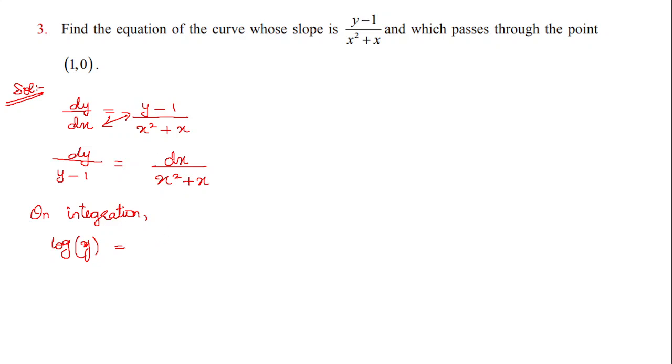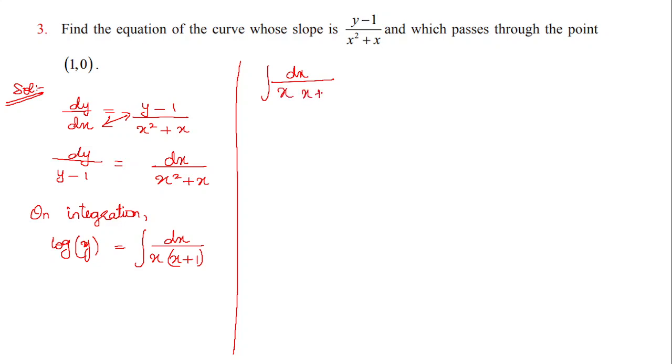Why? Because we have dx by (x square plus x). So we cannot directly do anything, so we have to seek some other method. x is common, so we can write x into (x plus 1). Let us see how to solve this. Let us take this integral, dx divided by x into (x plus 1), separately.